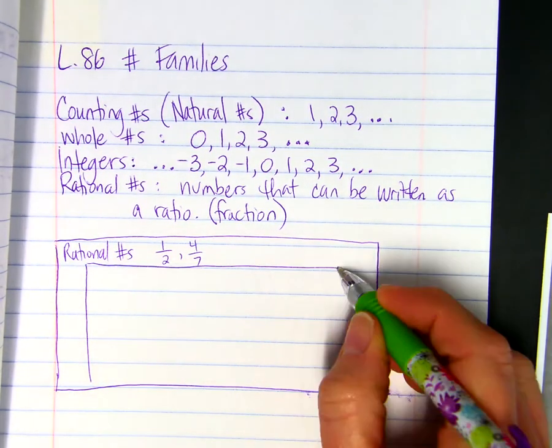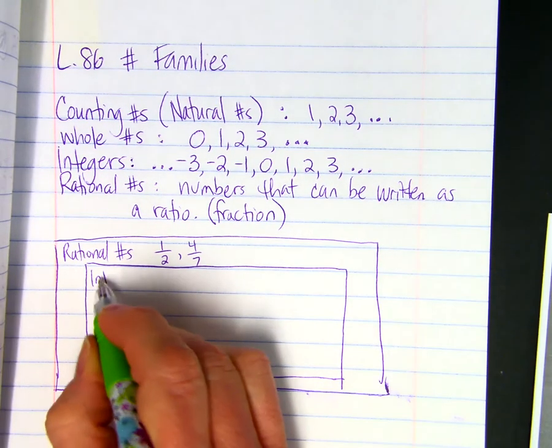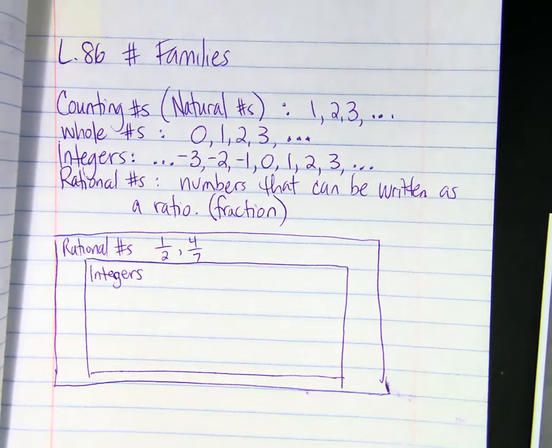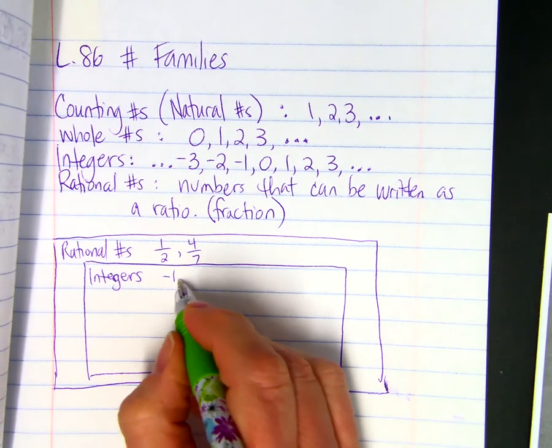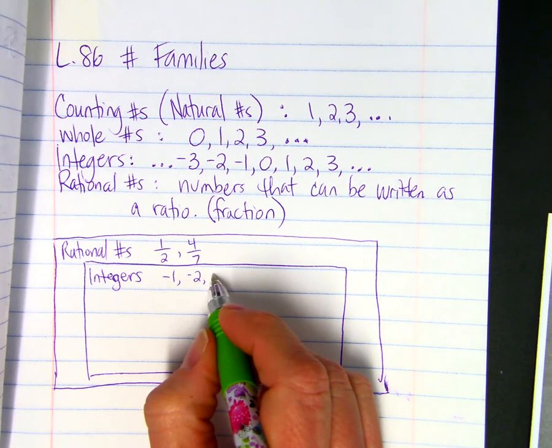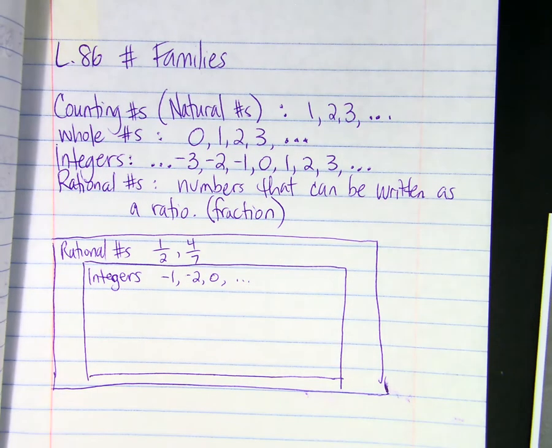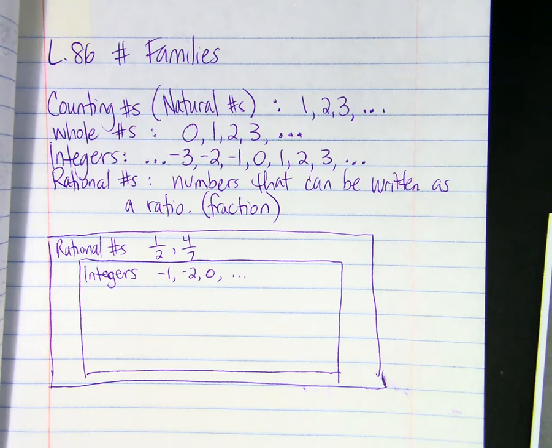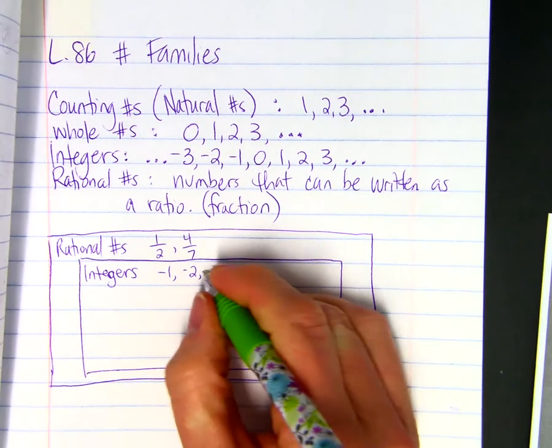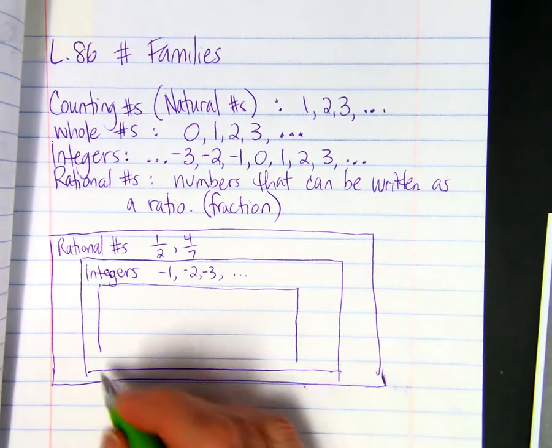Inside that box, we also have all the integers, because all the integers can be written as ratios, like -1 divided by 1, -2, 0, and so on. Those are our integers. Oh wait, I didn't want to include the 0 in there. Take that off. -3. Okay, inside the integers, we're going to count all of our whole numbers.